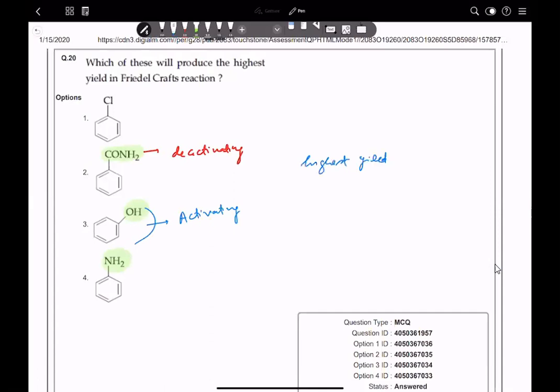Although the Cl group is a little deactivating because -I dominates over +M, it is basically a -I, +M case. While CONH2 is a -M case. This is the case of -I +M. And this is the case of -M. These are the cases of +M. So moderately activated or mildly activated rings can favor this reaction. So the highest yield will be with chlorobenzene.